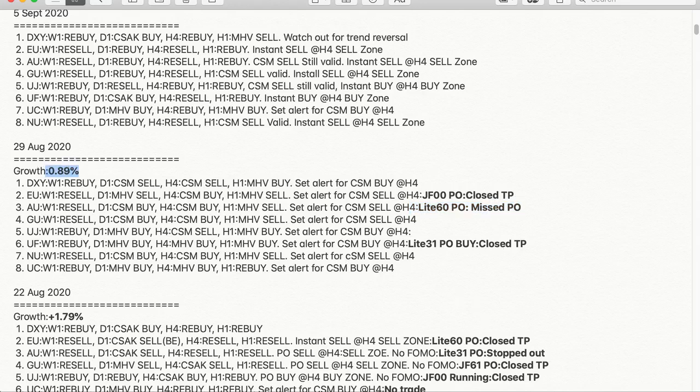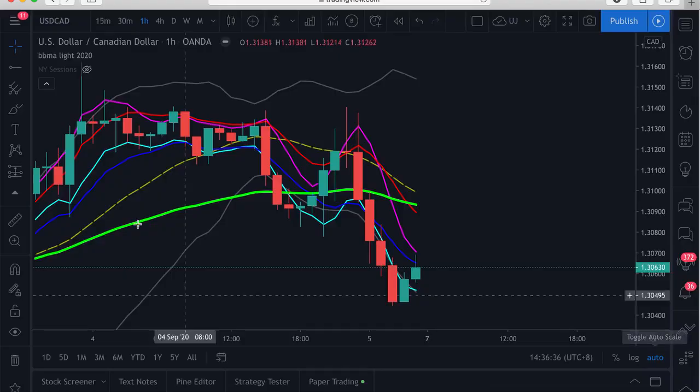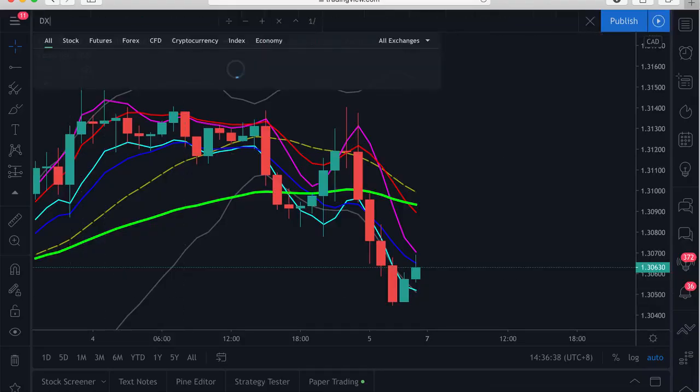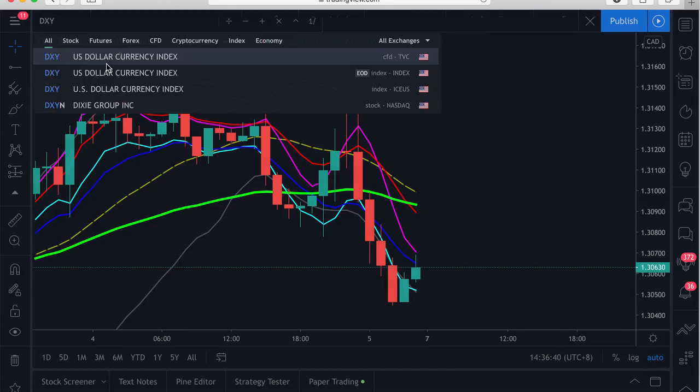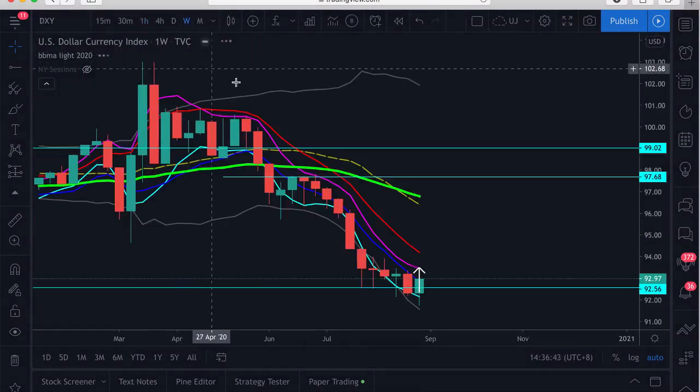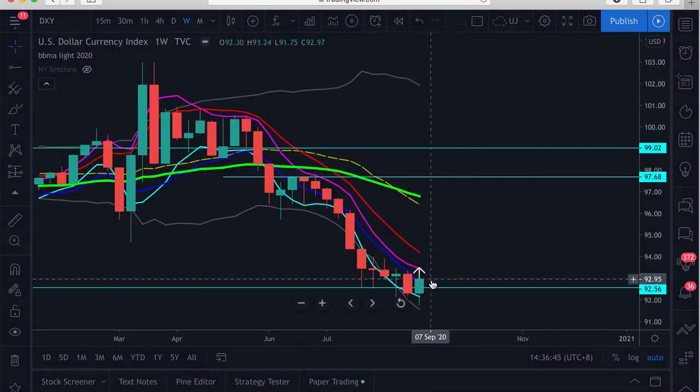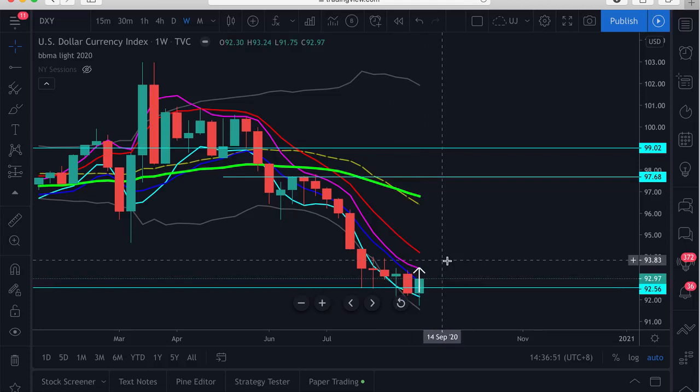Okay, let's look at the trading view for our weekly setup for this week. As usual, we're going to start with the USD currency index direction. As you can see here, currently the DXY is at our re-entry buy zone. We expect it to continue to be strong after the positive NFP last week.